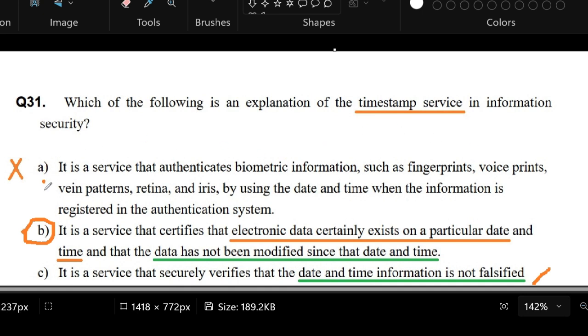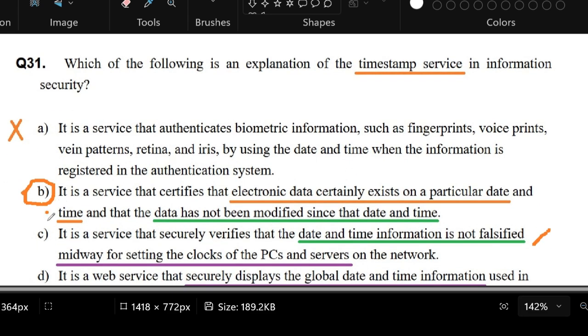Now, for letter A, for example, I thought that it was too much. We are authenticating biometric information. And then if you continue to read the text, it says that we do that by using the date and time when the information was registered in the authentication system. So I think this was unlikely going to be the correct answer. So I put an X mark there.